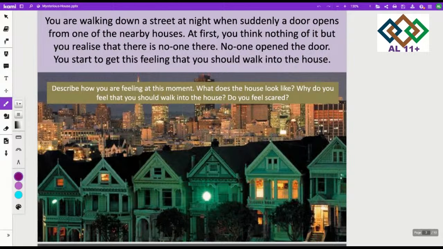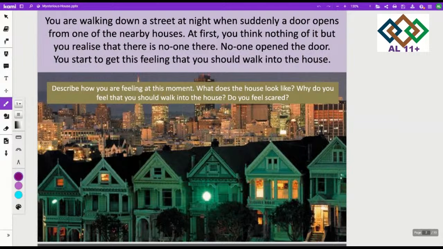What would you feel? So basically you have to think about your feelings. Describe how you are feeling at this moment. What does the house look like? Why do you feel that you should walk into the house? Do you feel scared? Imagine you are walking in the street and a house just opens the door to you. What would you think about the house? What will be the feelings?